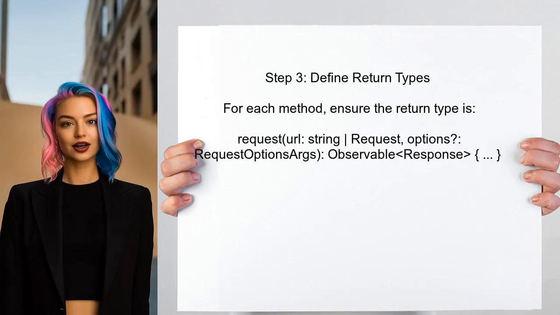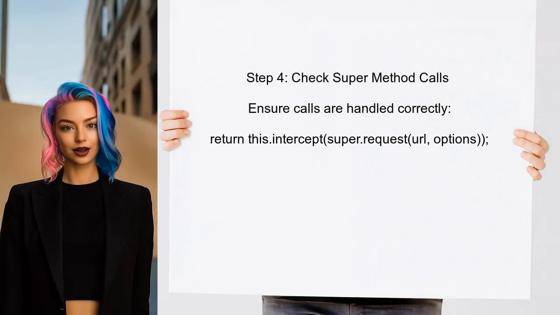Now, let's focus on the request methods. The user should ensure that the return type of each method matches the expected observable type. This means explicitly stating the return type for each method. Finally, the user should check the usage of the super methods. When calling super.request, super.get, and others, ensure that the return values are being handled correctly to maintain type consistency.